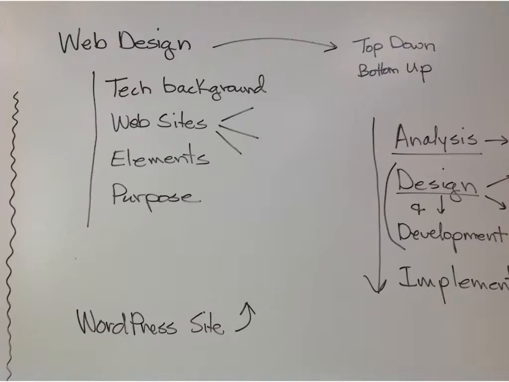Okay, so we talked about design and top down, bottom up. What we've already done is we've covered technology background. We looked at lots of different websites, some positive, negatives about websites, and so forth. We looked at the elements of a website. Should have an about. Should all websites have a main page? It should have good navigation. And what kind of navigation? What kind of pages should they all have?